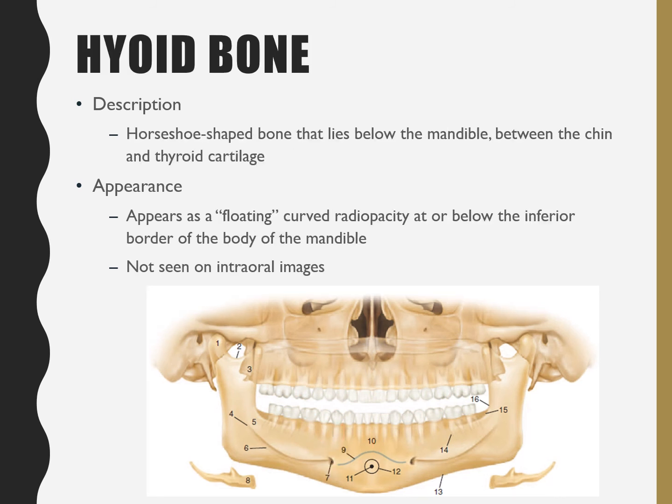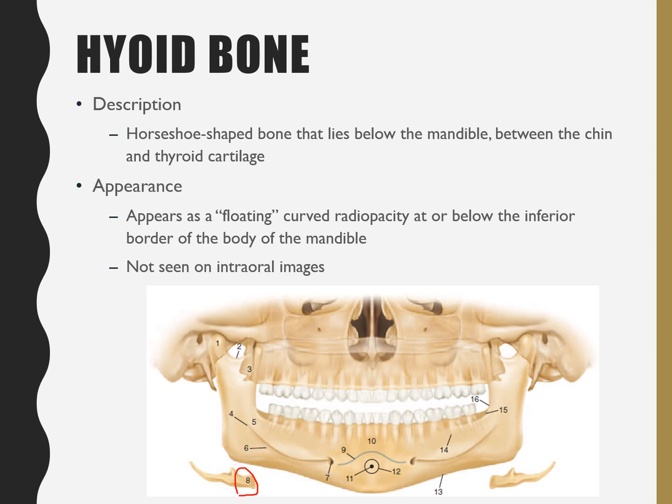Up next is the hyoid bone. This is number 8 down here. The hyoid bone is a really cool bone. I always like to tell my patients about it and impress them. It's a horseshoe-shaped bone that lies below the mandible between the chin and the thyroid cartilage.